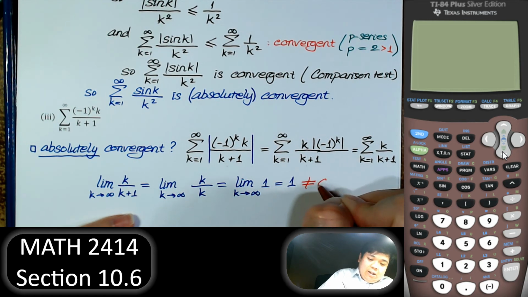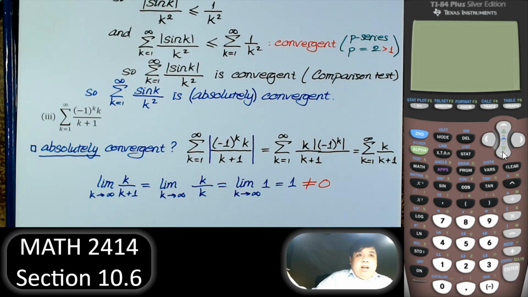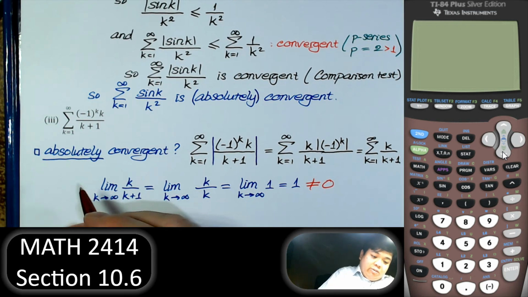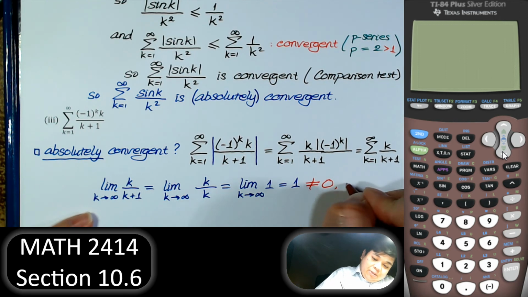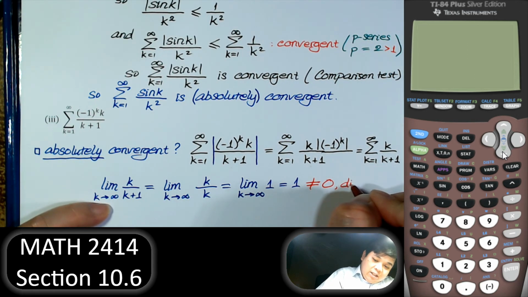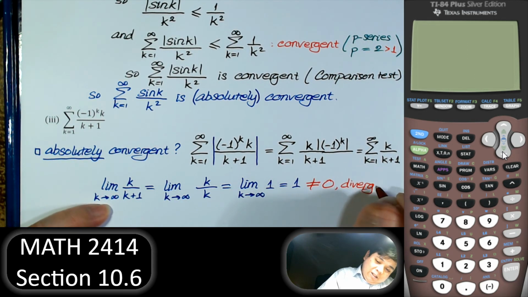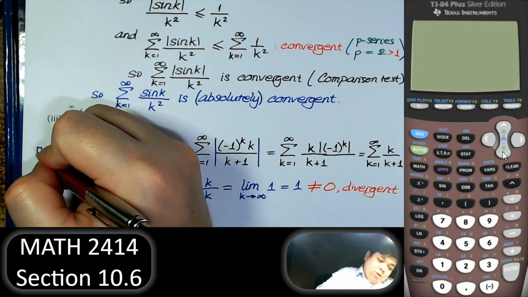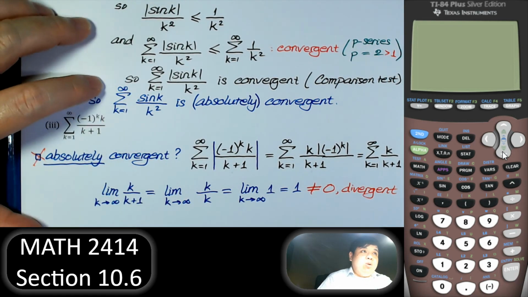Now, if the k term does not go to 0 when k goes to infinity, the sum will keep changing. We just keep adding some number to it, and that number is not equal to 0, so the sum will keep changing. Because of that, this is divergent. This is the divergent test. So nope, this is not absolutely convergent.